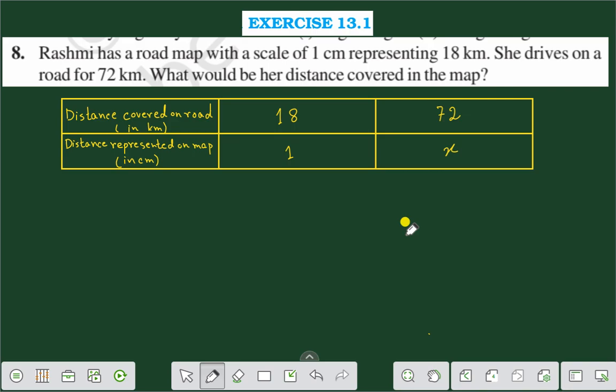Rasmi has a road map with a scale of 1 centimeter representing 18 km. She drives on a road for 72 km. What would be her distance covered in the map?